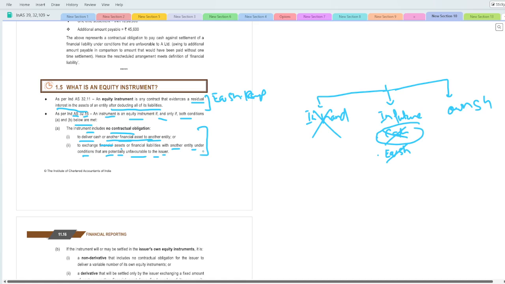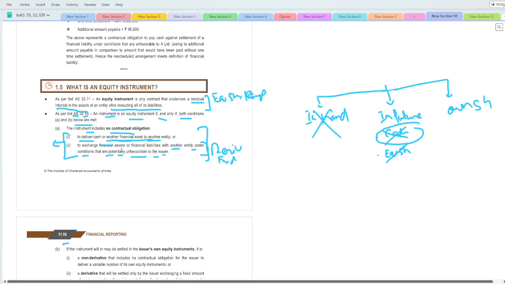So this is the derivative. And even in the derivative, you're not having any unfavorable positions. That is your forward contract, you can say. So in a nutshell, you can think that if you are not having any obligation to pay the cash, then it will be coming under your equity instrument.